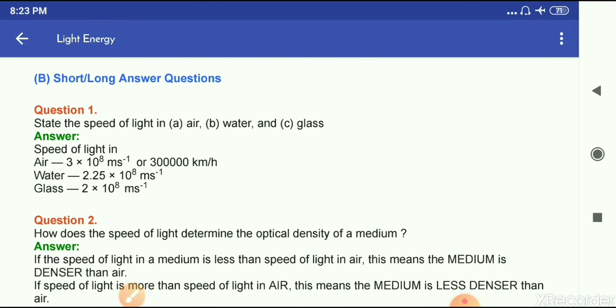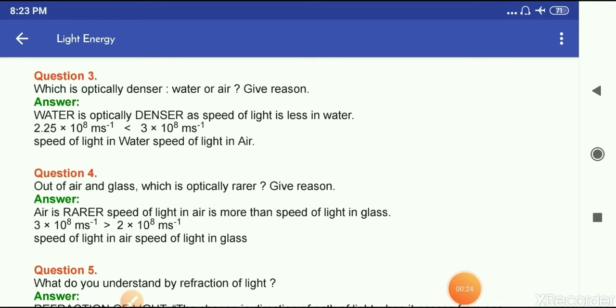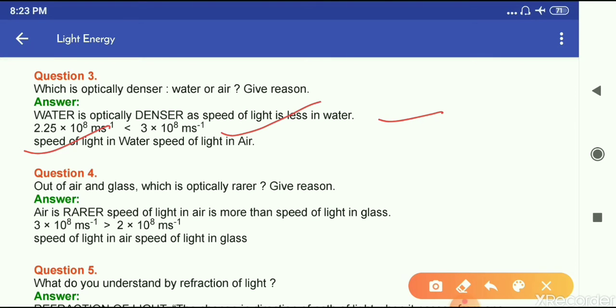Okay, now question number third. Which is optically denser, water or air? Give reason. Water is optically denser as the speed of light is less in water. So this is the speed of light in water and this is the speed of light in air.